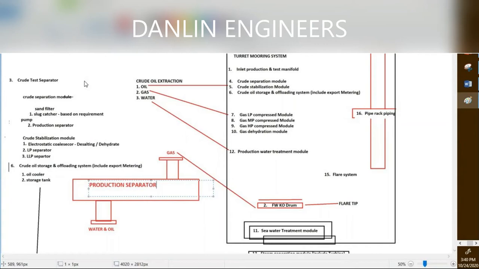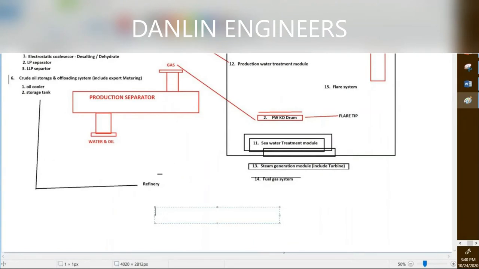Now the other outlet was gas. How the gas is going to work out: the three main equipments that will come into picture are the compressor, scrubber, and cooler. Exactly we can say scrubber, compressor and cooler.